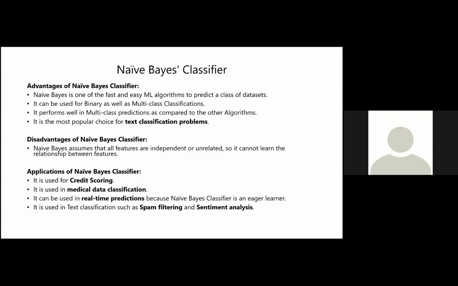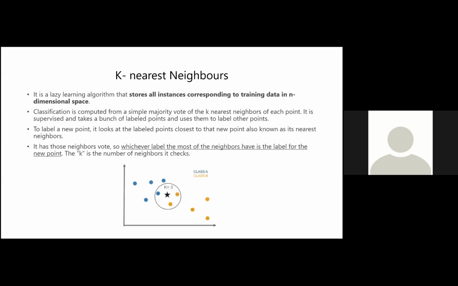In some real-time examples, there is a need to relate the features, which is actually missing in the naive-Bayes classifier. It can also be used in medical data classification and so on. It can be used in sentiment analysis, and it can be used in credit card scoring.